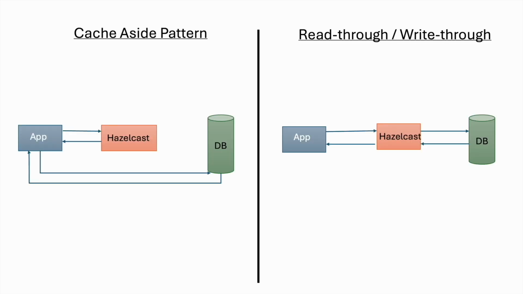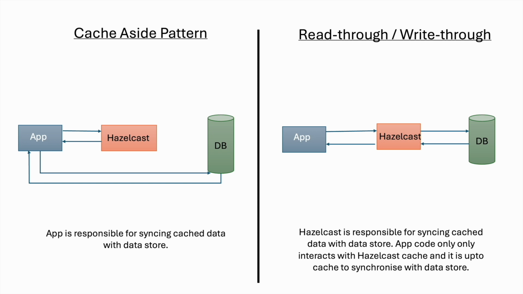So I've tried to explain that in a diagram where on the left hand side you can see the cache aside pattern, where the app is responsible for first checking if the data exists in the Hazelcast cache. If not, then it retrieves the data from the database or from any other backend system. It may not be a database, it may be an external service also. And on the right hand side, you can see the read through or the write through cache, in which the application is only interacting with Hazelcast, and Hazelcast is actually responsible for syncing the data with the database.